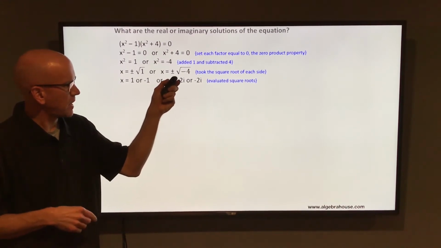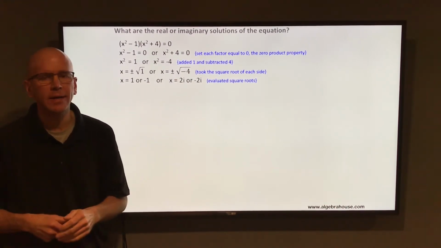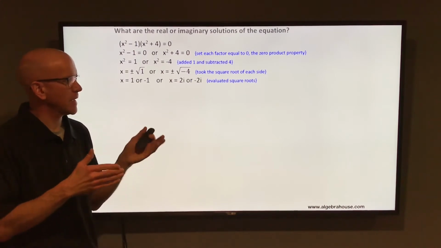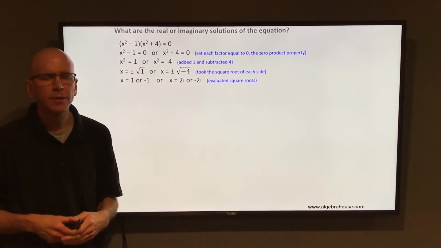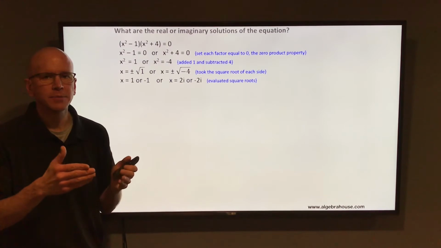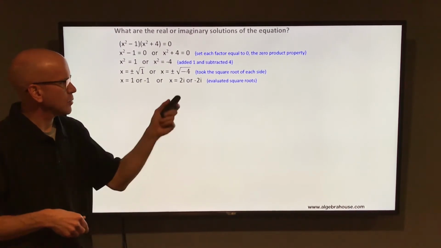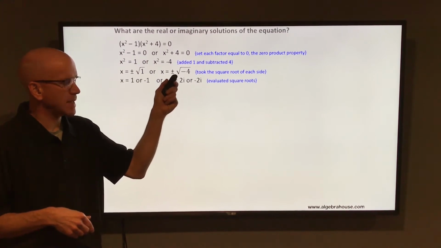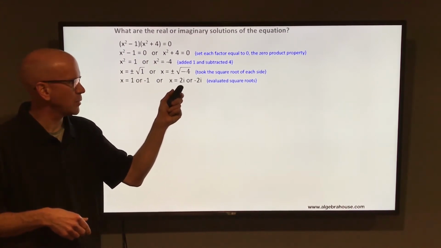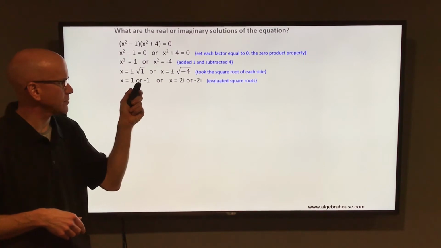And if x equals positive or negative square root of negative 4, well, that square root of negative 4 is the square root of negative 1 times the square root of 4. So if you have the square root of negative 1 times the square root of 4, that's going to be 2i. Remember, the square root of negative 1 is i. So you're looking at 2i or negative 2i because of that plus or minus sign. x equals 2i or negative 2i. Also, x equals 1 or negative 1.